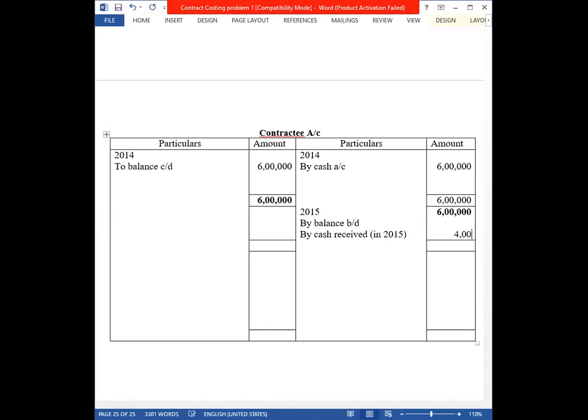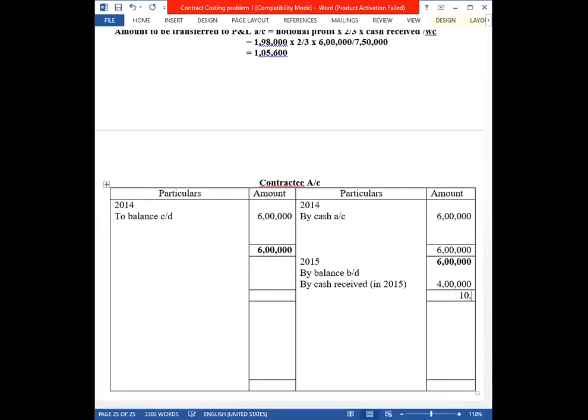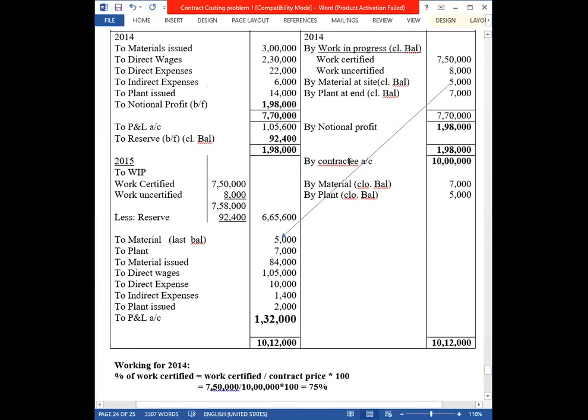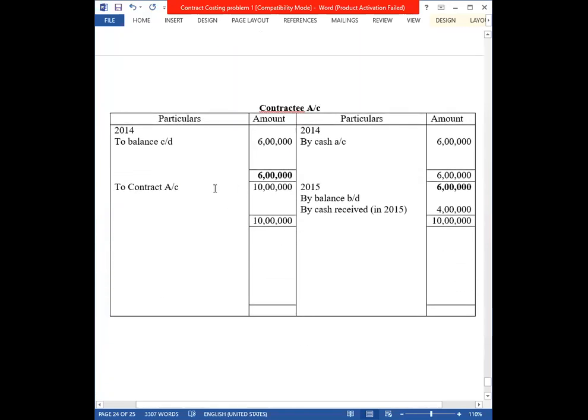4 lakhs. Okay. So write the total in this column, and once it is done, you have to transfer this amount to the contract account. That is, the entire amount is closed. So the entire amount will be transferred to the contract account. You can see this. Can you remember? Here we have written contractee account. So this will be transferred to contractee account, to contract account, or contract account to contractee. Both are similar only.